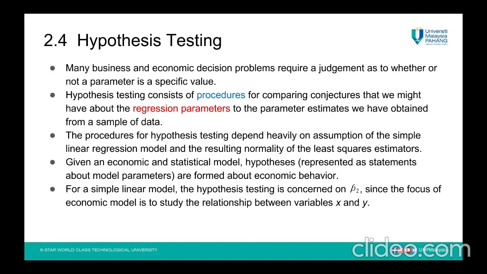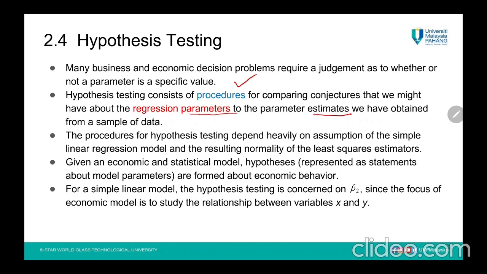Salam and hi all. Now we will discuss topic 2.4, hypothesis testing. Note that hypothesis testing is the 6th step in the methodology of econometrics. Hypothesis testing consists of procedures for comparing conjectures that we might have about the regression parameters to the parameter estimates we have obtained from a sample of data.